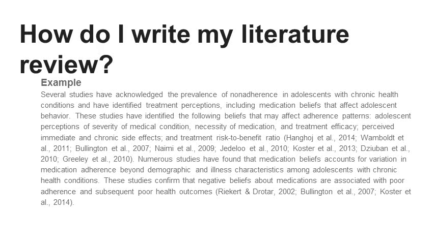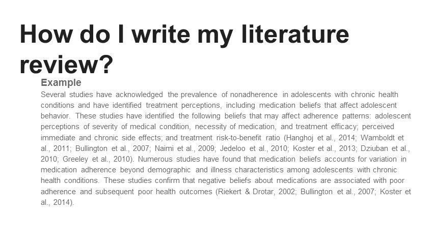So several studies have acknowledged the prevalence of non-adherence in adolescents with chronic health conditions and have identified treatment perceptions, including medication beliefs, that affect adolescent behavior. So this first sentence is an opening global sentence which basically describes that there is a common finding across studies about non-adherence in the target population of adolescents with chronic health conditions. And it specifically has identified that one of the root causes of this problem could be the medication beliefs that adolescents have.